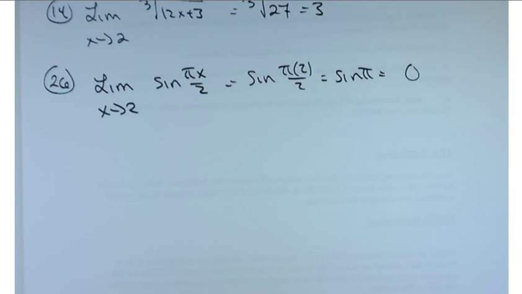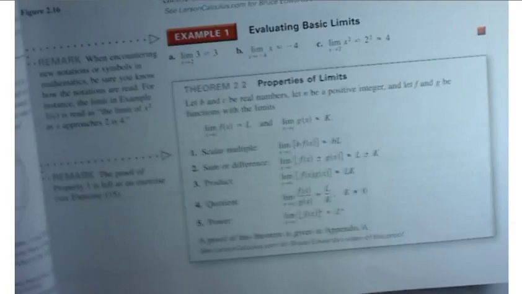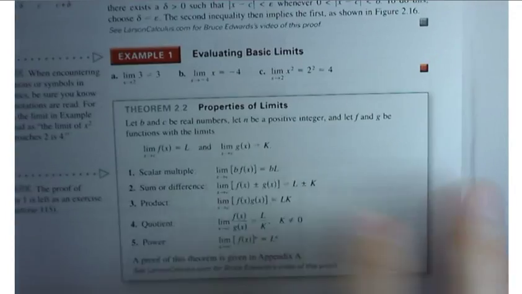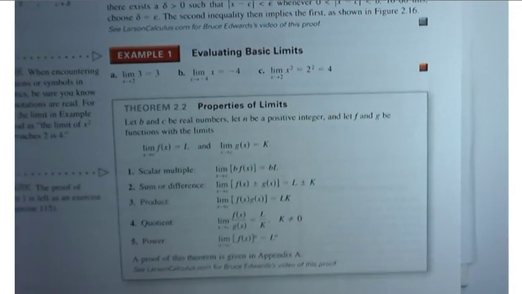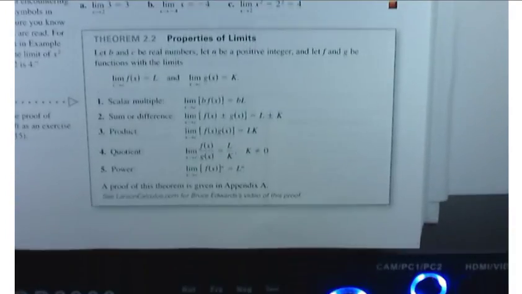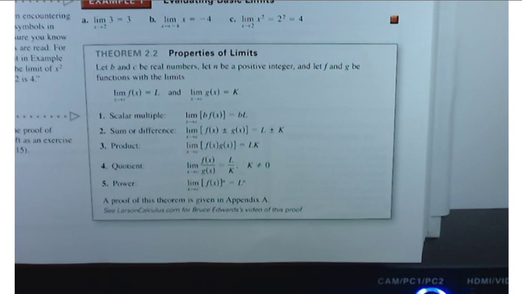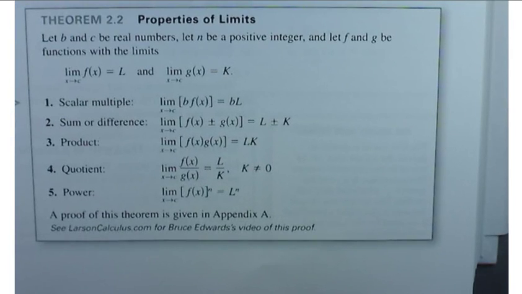There are things you can do that you think you can do, and it works out pretty nice. So let's flip over to page 79 in the book and see what some of these things are. So you've got two functions. Let me try and reposition this a little bit better. F of x has a limit of L. G of x has a limit of K.